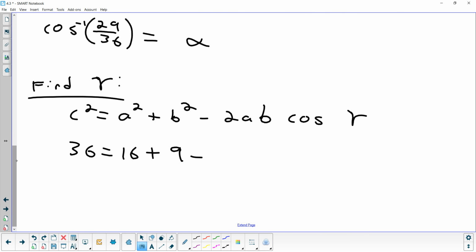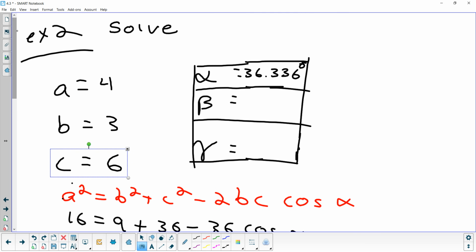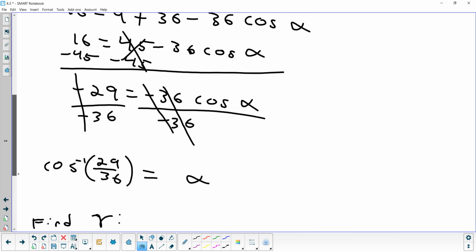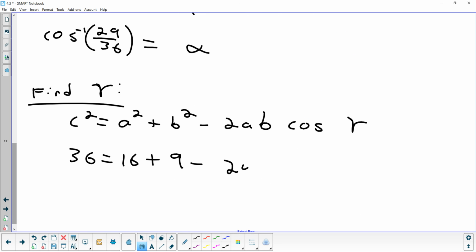Minus 2 times a times b. 2 times a, that's 2 times 4 is 8. 8 times 3 gives me 24. So 24 cosine gamma. And Jody, what can I do on the right-hand side? What can I combine? 16 and 9. Yep, just the 16 and the 9. And what does that give me?